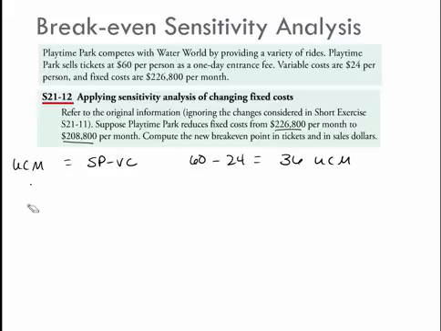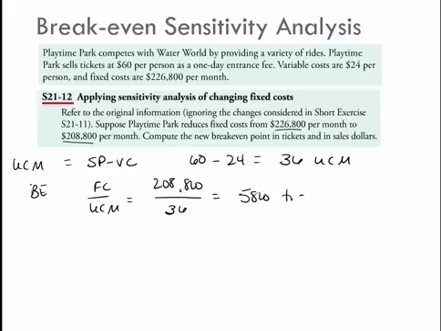So my break even will be fixed cost over unit contribution margin. My new fixed costs are 208,800 divided by the 36. So now I have to sell 5,800 tickets to break even. That's down from my original 6,300, which is what I would expect. If they want that in sales dollars, I can take that times the $60 selling price per ticket, and that gives me $348,000 in sales dollars, which is also lower than my original one was.